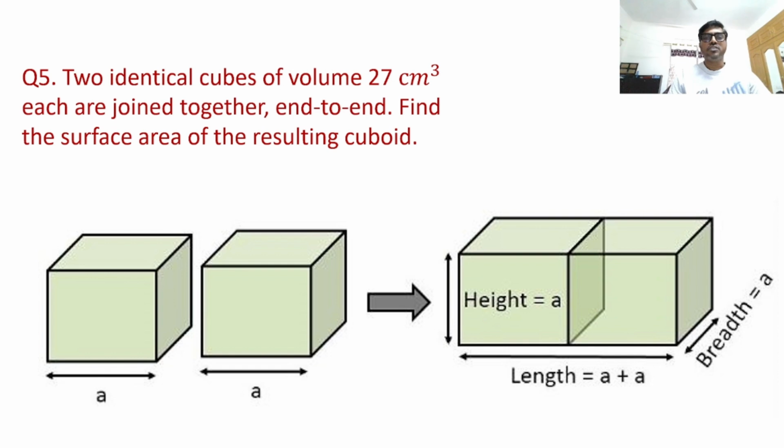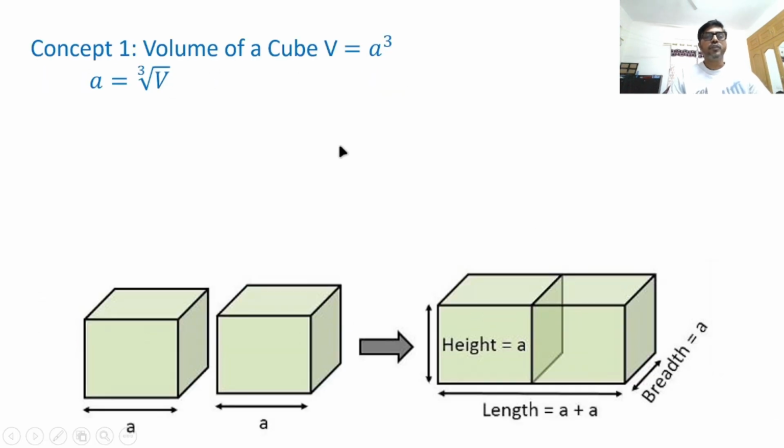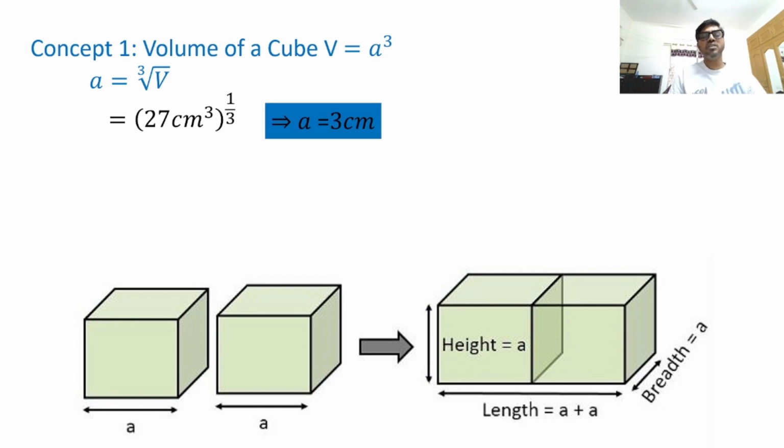Okay, let's get into the solution. So first concept is volume of a cube. V is A into A into A, V equal to A cube. But volume is given, we need to calculate A, edge length. So A equal to cube root of V, otherwise V power 1 by 3. And they had given V as 27 centimeter cube. So if you substitute 27 power 1 by 3, cube root of 27 is 3. 3 centimeters is going to be edge length there. So we got the edge length.